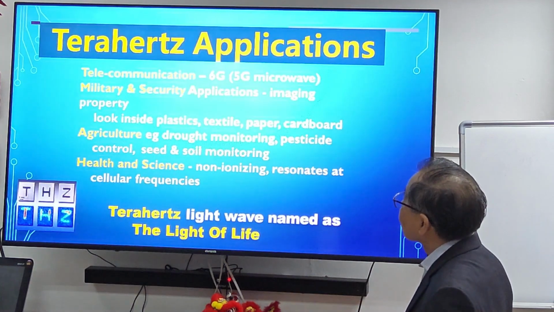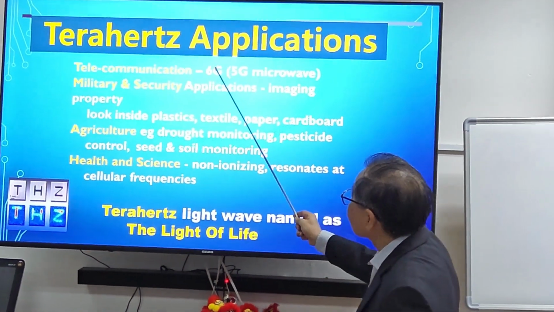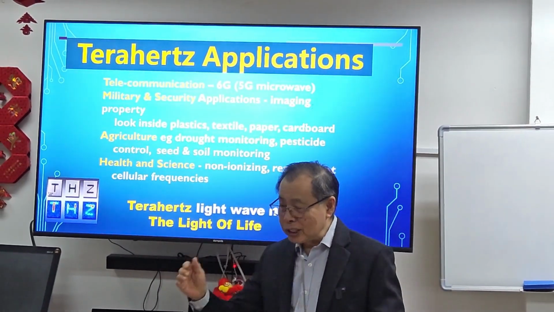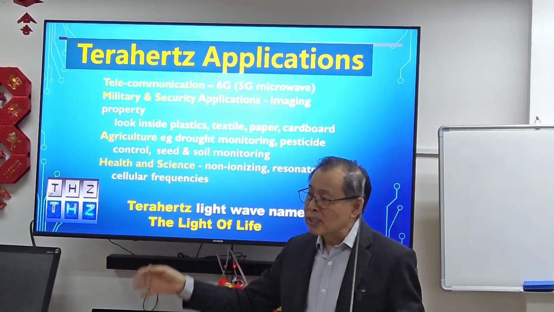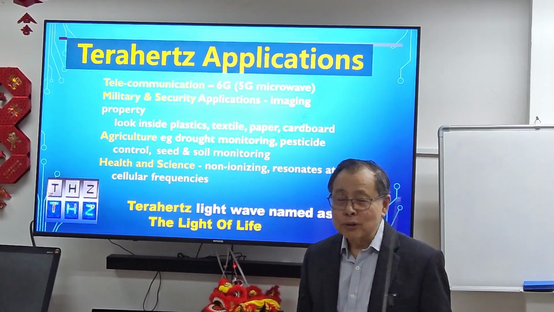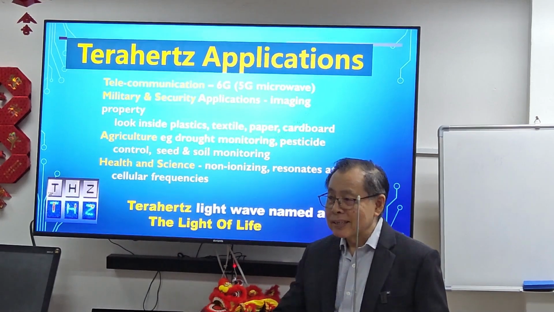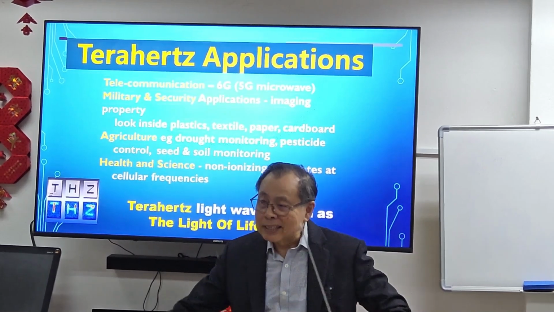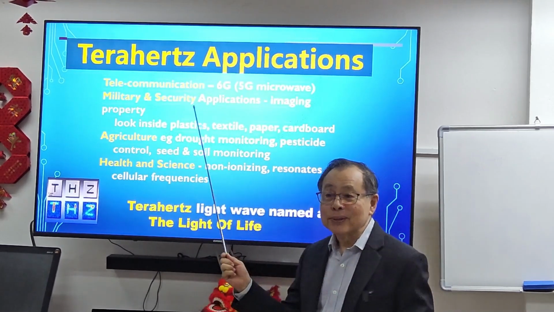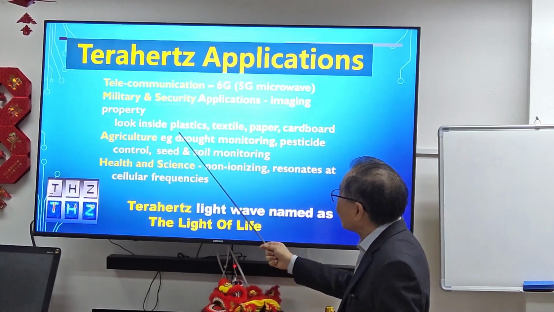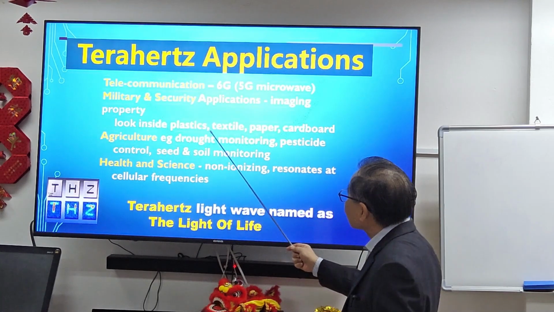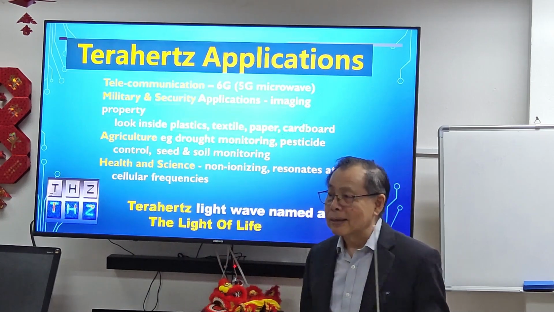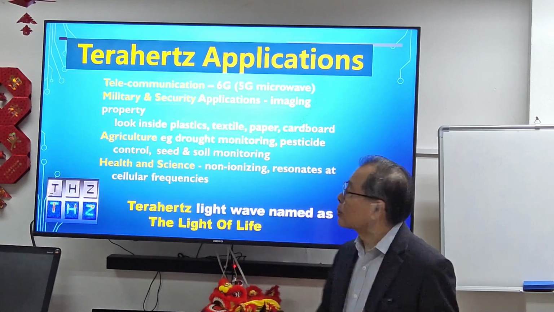So telecommunications, TeraHertz is used in 6G, military and security is able to see what normal scanning instruments used nowadays is not able to detect. Now on YouTube you see some of these videos where normal scanning devices can't pick up guns or whatever that is hid deep underneath the clothes, but TeraHertz is able to do so. And then it can also look inside plastics, textile, anything. You cover something with paper, textile, wood, TeraHertz can penetrate through.